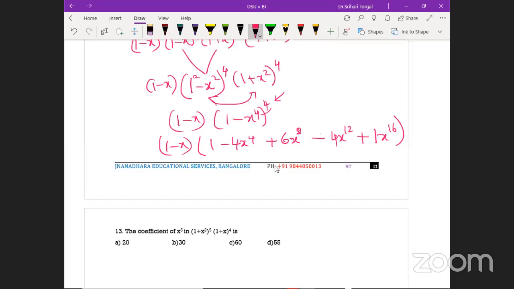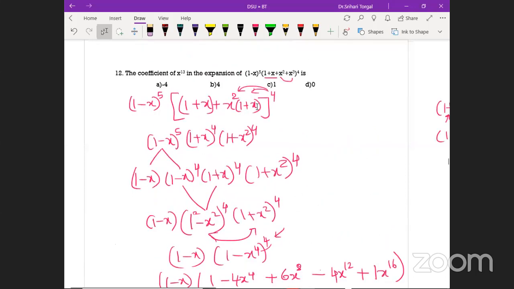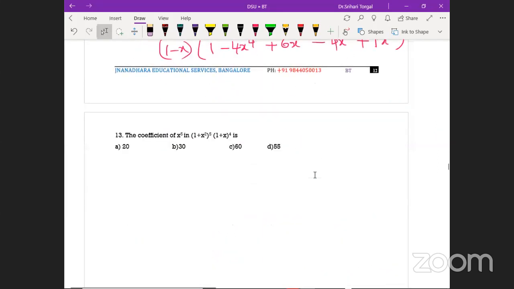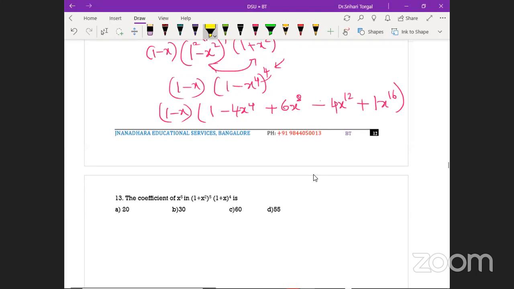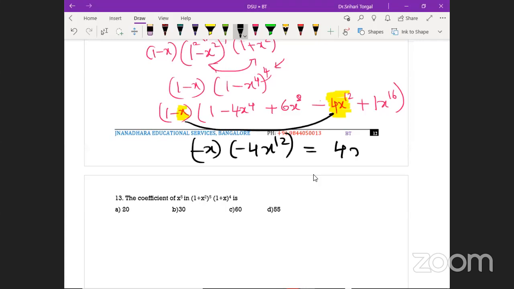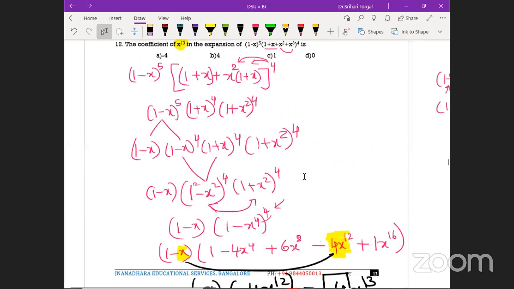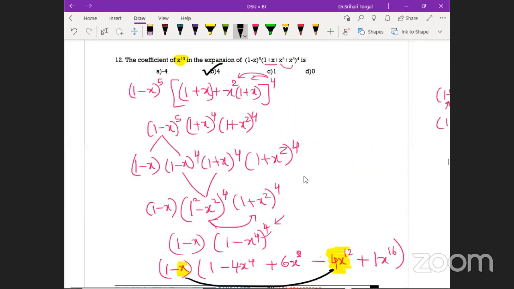Now, for which term do you want it here? x power 13. We want the coefficient of x power 13. To get that, you check the multiplication of x and x power 12, you will get x power 13. Only when you multiply x with x power 12, you will get the answer, right? For this, minus x into minus 4x power 12 will give you plus 4x power 13. Now tell me, what is the coefficient of x power 13? It is 4 is the answer.